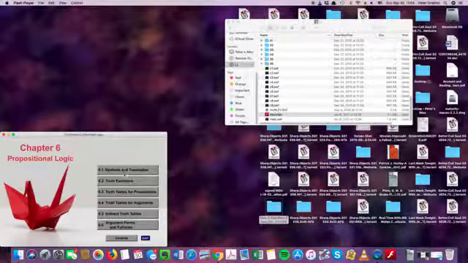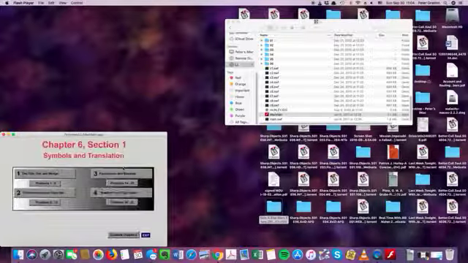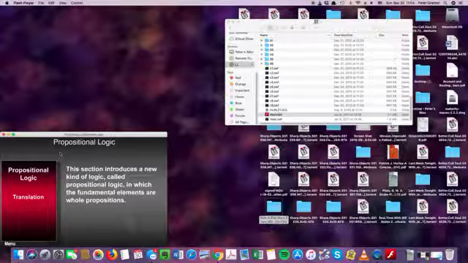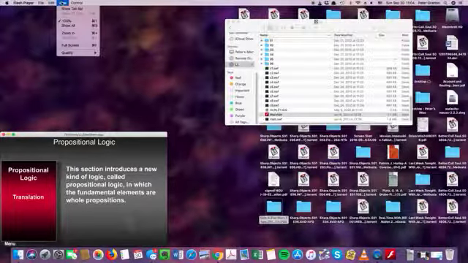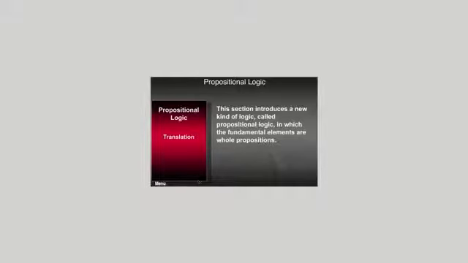But 6.1 I think is fairly straightforward. What we're doing is taking everyday basic language and putting it into what we call symbols. Okay, let's do full screen. So this section introduces a new kind of logic called propositional logic.